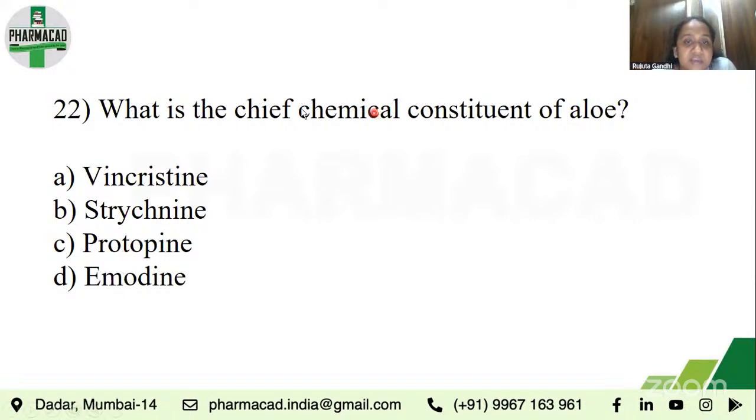Now, if you see here, vincristine is for vinca alkaloids, strychnine and brucine are for again nux vomica. Atropine is again in tropane alkaloids, and emodin comes under anthraquinone glycosides. So there is only one glycoside as such, and that is emodin.